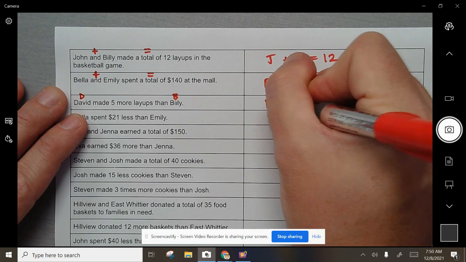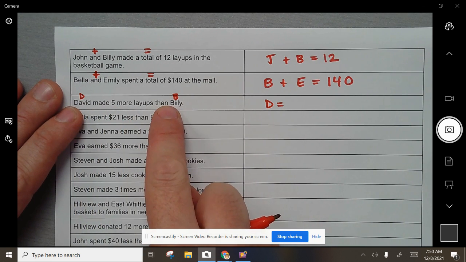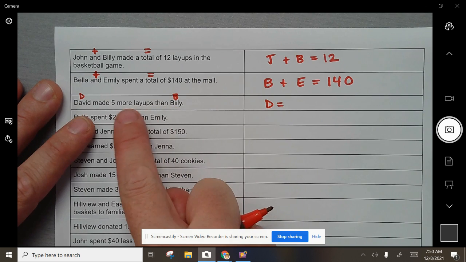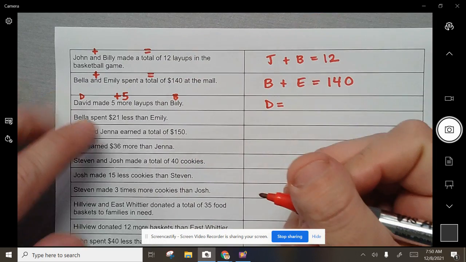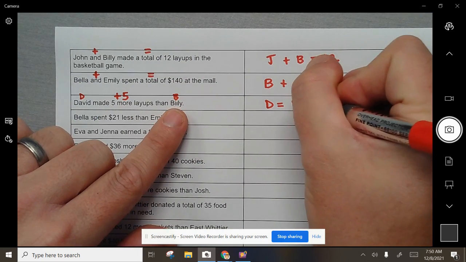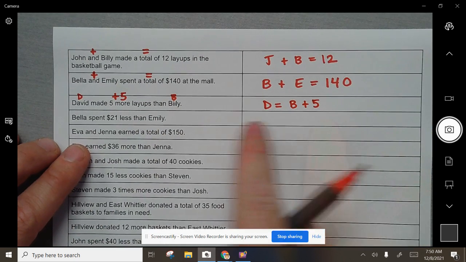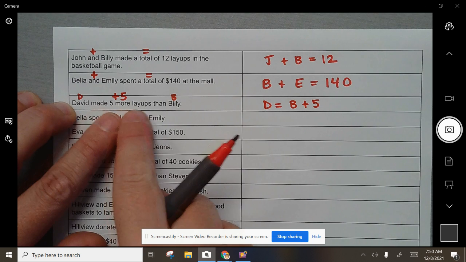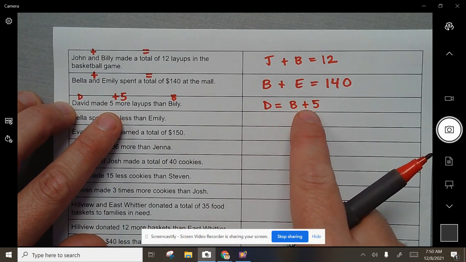What does David equal? David made 5 more layups than Billy. So we're going to say 5 more. That should be plus 5, right? Plus 5 of what? 5 more than Billy. So we're going to do Billy plus 5. Let's see if this makes sense to you. David made 5 more layups than Billy. David equals Billy plus 5.